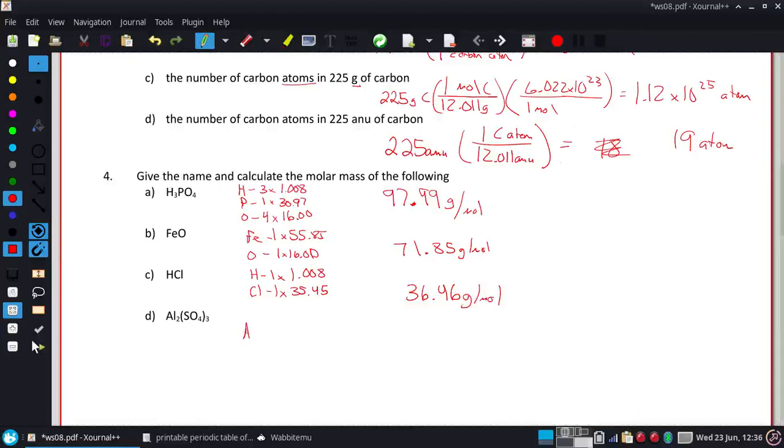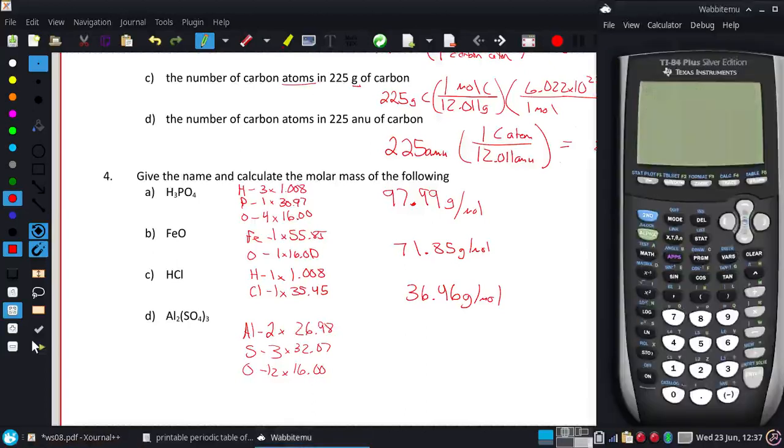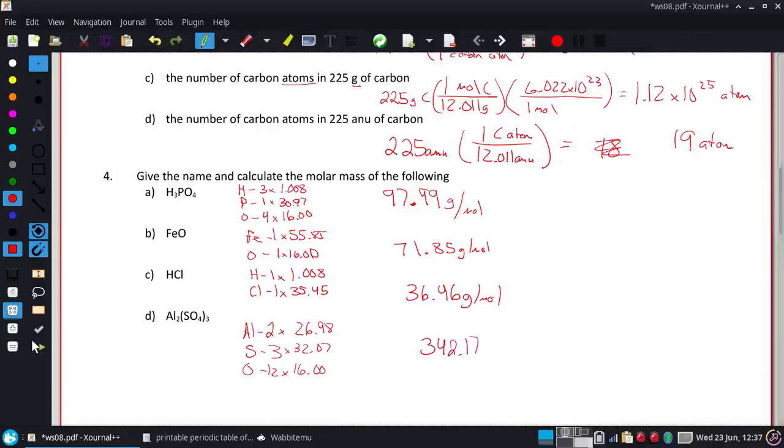All right. And the trickiest one here, or the largest one, there's 2 aluminums. There's not just 1 sulfur, there's actually 3. And there are actually 12 oxygens. And 2 times 26.998 plus 3 times 32.07 plus 12 times 16.00. I get 342.17 grams per mole. I also notice this one wants us to name these.